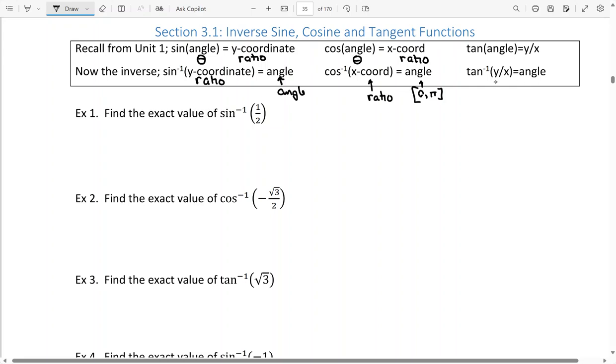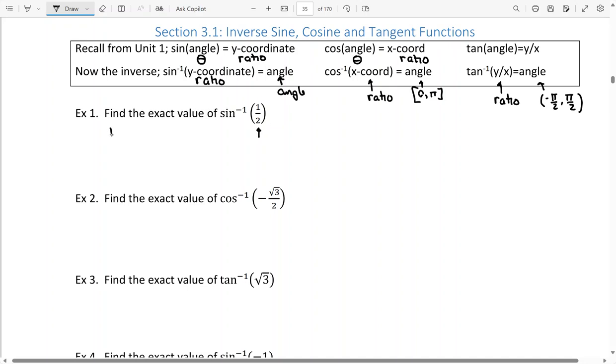Tangent inverse, again, ratio inside and outside is an angle in radian measurement between negative pi over 2 and pi over 2, not including either of those endpoints. Because at those endpoints, that's where the tangent function is undefined. Remember, that's where we have our asymptotes.